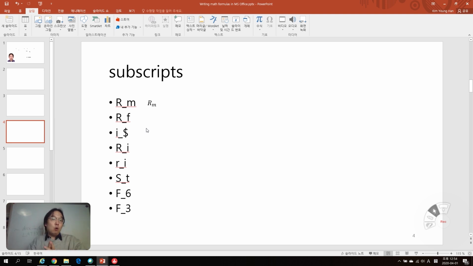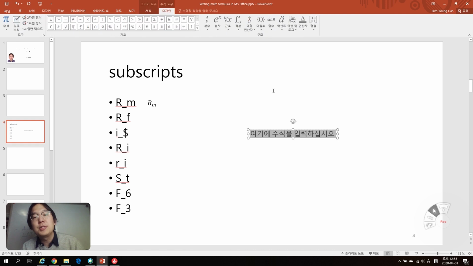Subscript. You know the capital asset pricing model, CAPM. How did you write that? There you had something called R_M. You remember that? Market portfolio return. How do you write that? Well, as you see, insert this math formula and say big R sub M. That's underbar. The subscript is made by underbar, and then punch space, then it becomes a subscript like this.